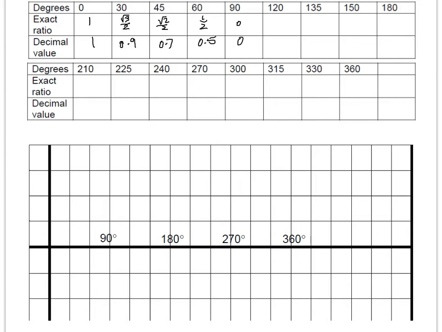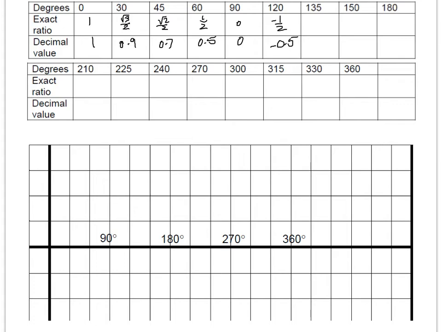Now, we know that by the CAST rule, cos is positive only in the fourth and first quadrants. So in the second and third quadrants, cos is going to repeat itself, but with negative values. Now 120 is 180 minus 60, so the reference is 60 degrees. Cos 60 is 1 over 2, so because it's in the second quadrant, it's going to be -1 over 2. So this is -0.5.